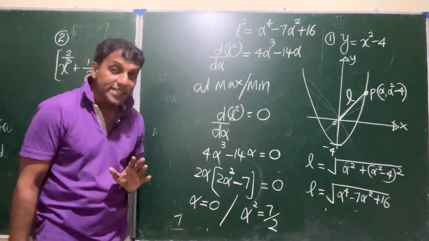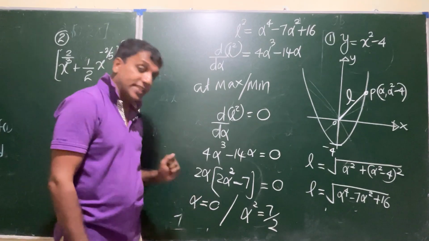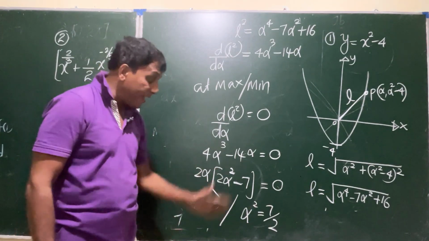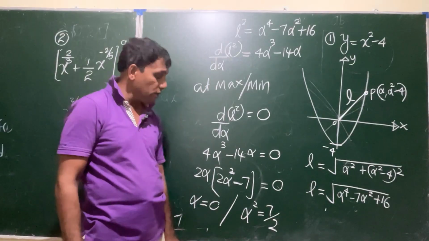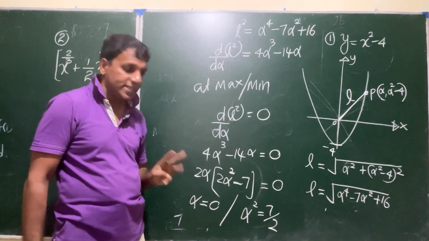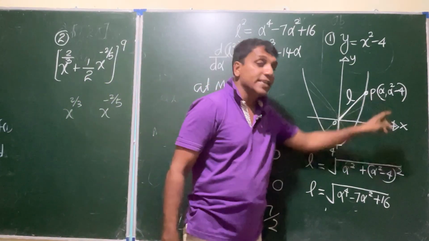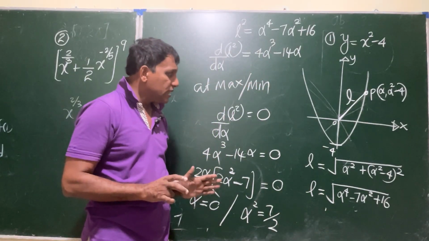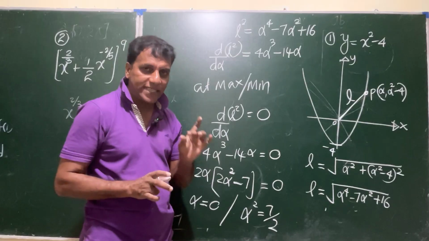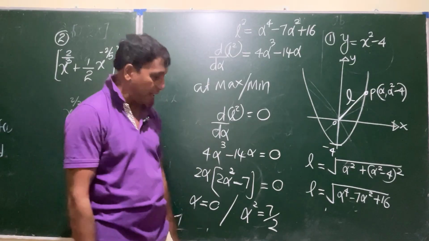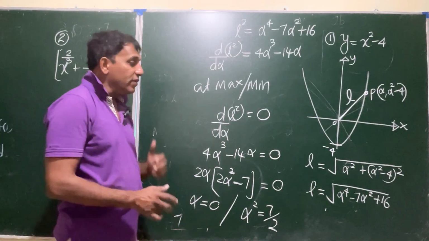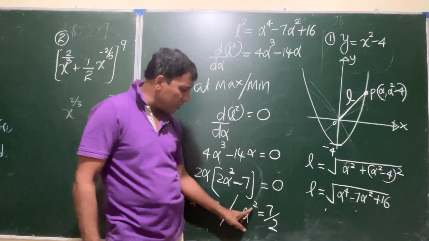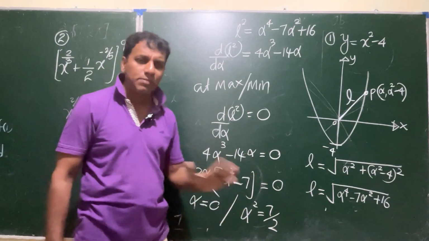So we have 3 answers for alpha. Alpha is 0, or alpha is square root 7 over 2, or minus square root 7 over 2. Therefore there are 3 coordinates. These are x values; x is alpha. These 3 x coordinates give where the distance becomes smallest, the minimum distance. Okay. Now we test whether alpha 0 is maximum or minimum, and whether alpha square 7 over 2 is maximum or minimum.